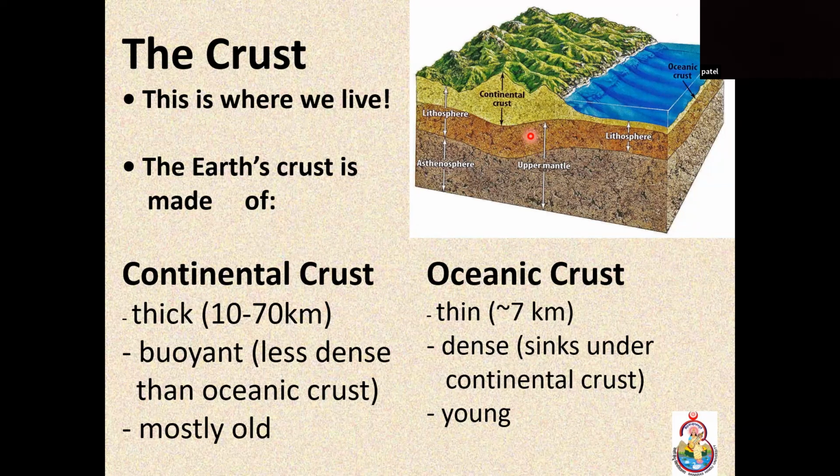The continental crust is mainly the oldest part of our Earth. And the oceanic crust is the thinnest one, with an average thickness of around 7 to 15 kilometers, and it is younger than the continental crust. The oceanic crust is younger, the continental crust is older. Another important thing is that the continental crust density is comparatively lower than the oceanic crust. That means the density of the oceanic crust is more than the continental crust.